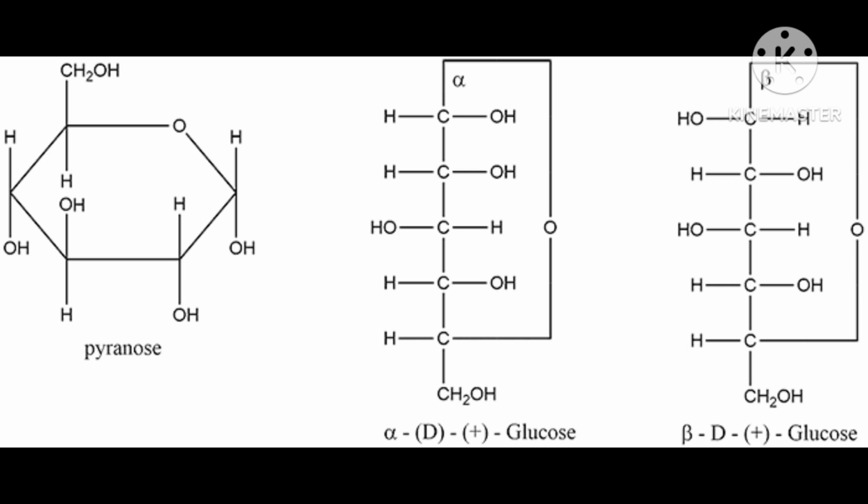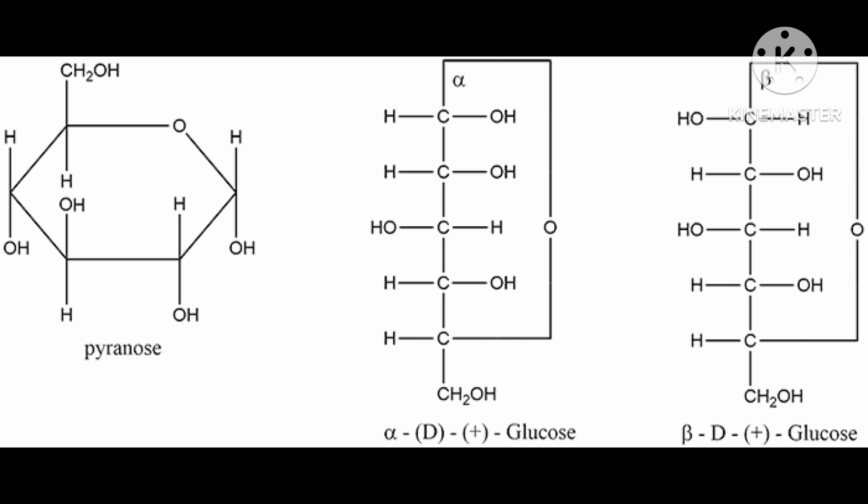Next, second, the pentaacetate of glucose does not react with hydroxylamine, indicating the absence of a free CHO group. Correct? This is a very, very important point. The pentaacetate of glucose does not react with hydroxylamine. If it is not reacting, then what will you conclude? Indicating the absence of a free CHO group, means the CHO group is not free in glucose.